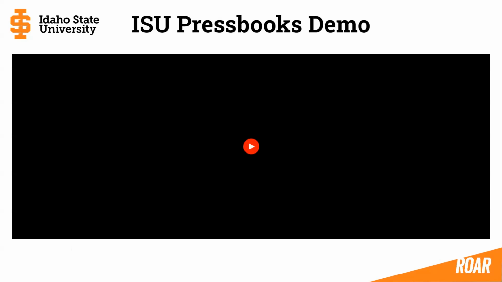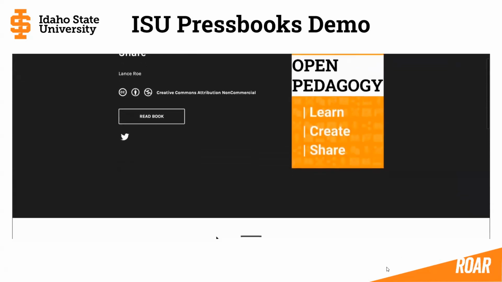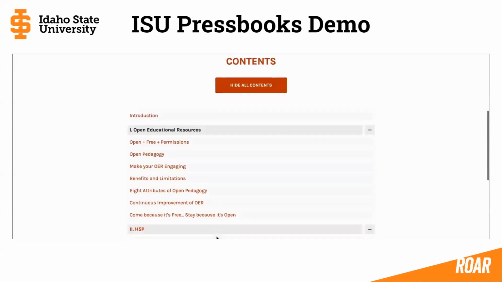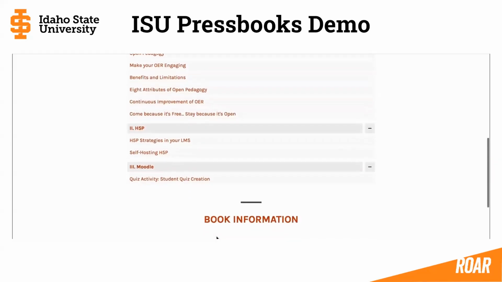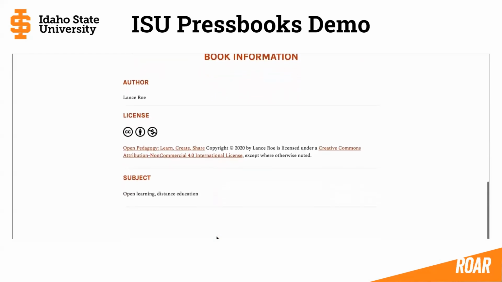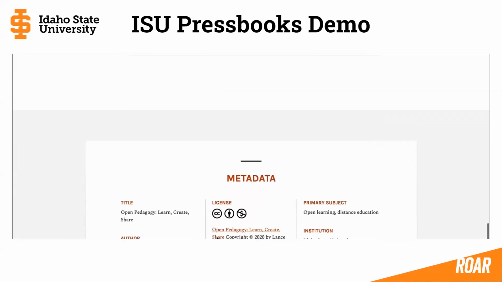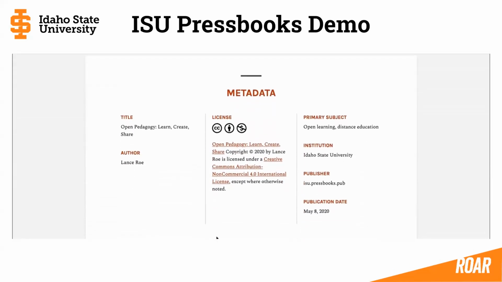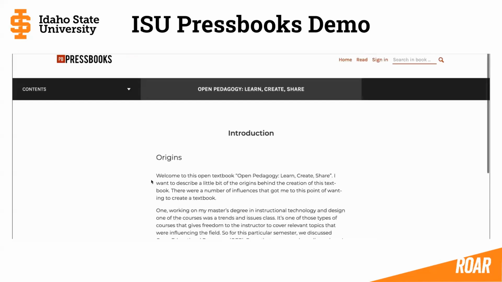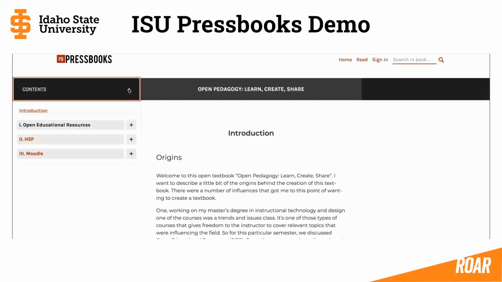Here's a little video that will let us see, I'm not sure why it's not loading there. Thank you, Lisa. Yeah, so when you scroll down, you'll see this is quite long. You'll initially see a table of contents. So this has 3 sections with multiple what they call chapters inside. It'll have book information. This particular one is written by Lance Rowe of the ITRC. This has sort of all the extra information of it. Pressbooks is really designed for book length things. That's what it has in mind.